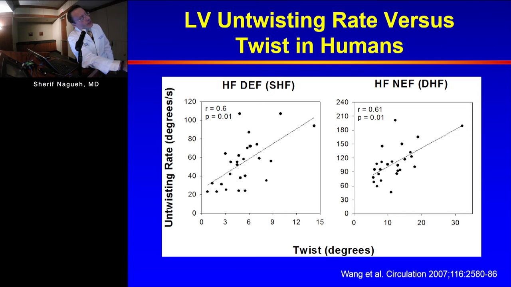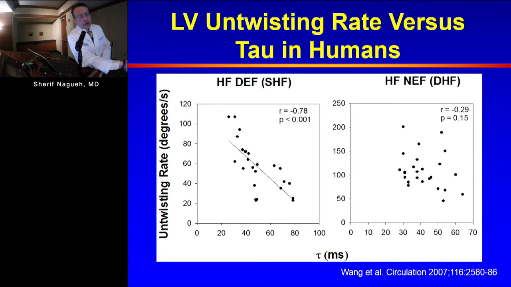What are the determinants of how fast the ventricle uncoils? It depends on the twist. A ventricle that twists to a good degree and twists fast will also untwist to a good degree and untwist fast. Systolic and diastolic function are related. So these relations are not necessarily unexpected.